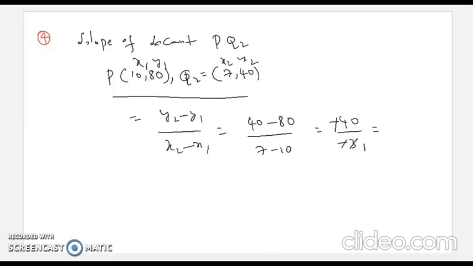3 ones are 3, 3 threes are 9, so 13 point something. Here 13 point something is the slope of this secant line, or slope means here the rate of change of the secant line PQ2. Okay, this is the fourth problem.